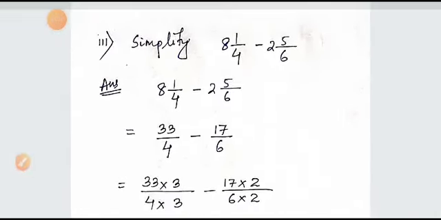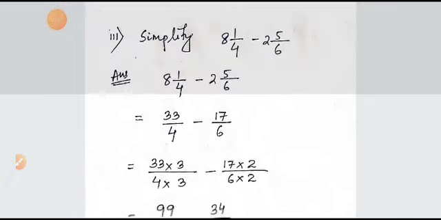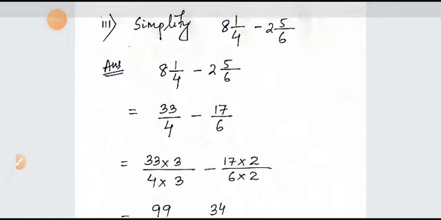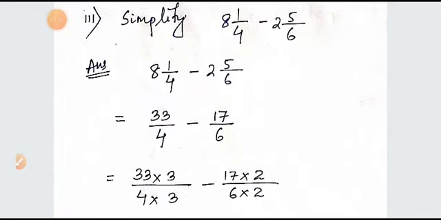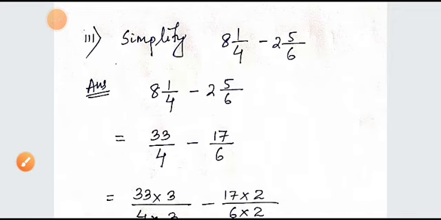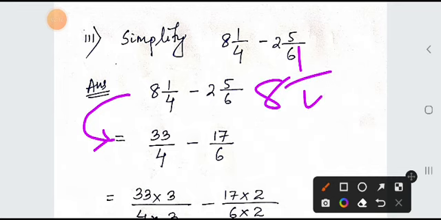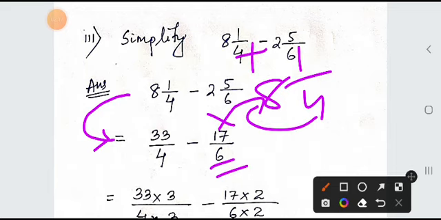Simplify 8 whole 1/4 minus 2 whole 5/6. So how to do this process? Here we have the case of two mixed fractions. And you know that mixed fractions can be converted into improper ones. So first we convert them to improper fractions. 4 8s are 32. Let's see it clearly here. 4 8s are 32, 32 plus 1 is 33.